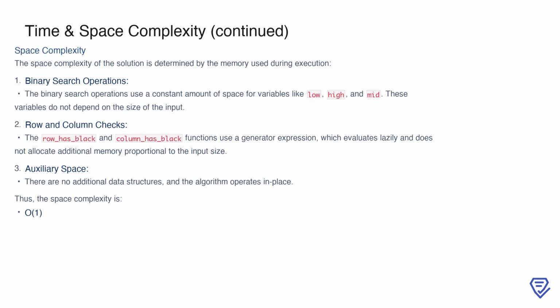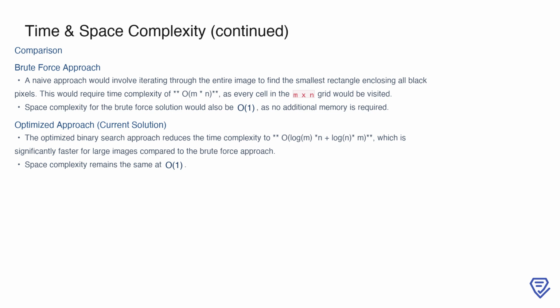To better understand the efficiency of the optimized solution, let's compare it with a brute force approach. The naive method would involve iterating through every cell in the M by N grid to find the smallest rectangle enclosing all black pixels. This results in a time complexity of O(m * n), as each cell is visited exactly once. However, even with this exhaustive search, the space complexity remains O(1) since no additional memory is required.